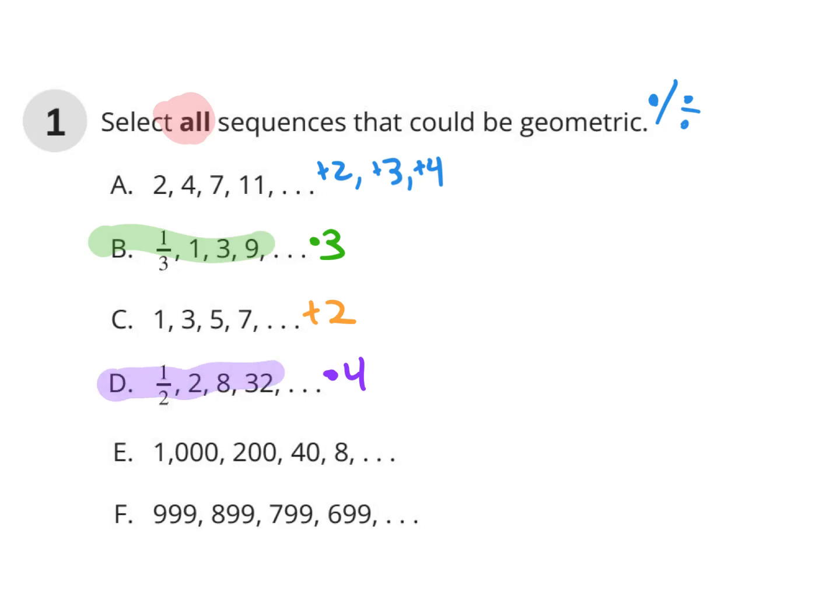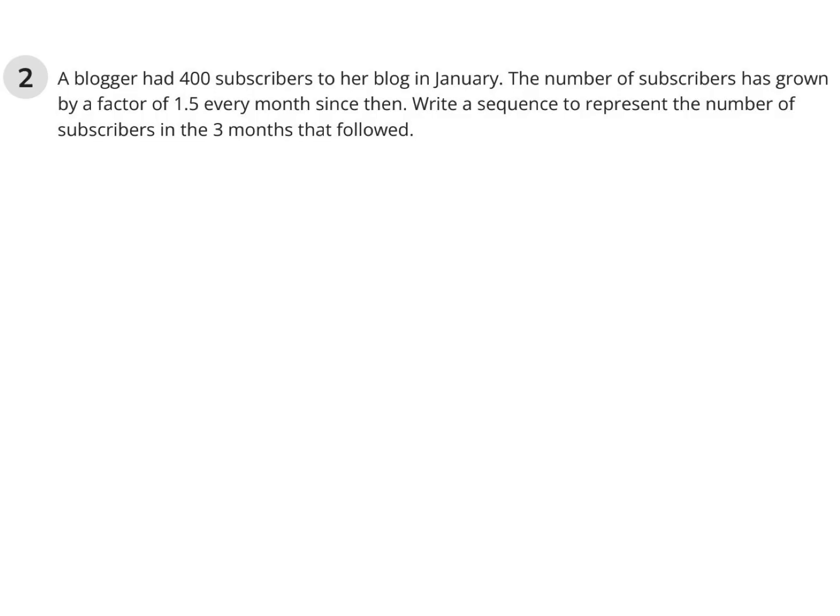What about E? How do we get from 1,000? If I knock off the zeros, 10 divided by 2 is 5. So that's dividing by 5. Let's look at problem 2.